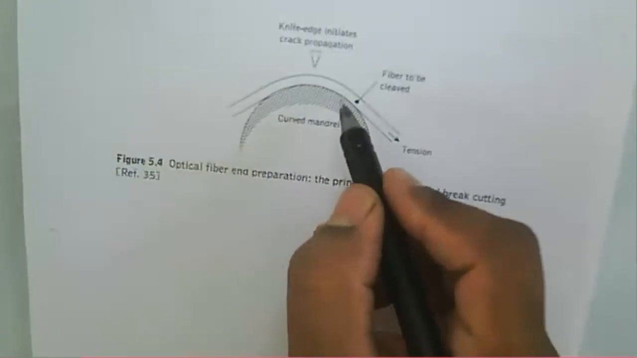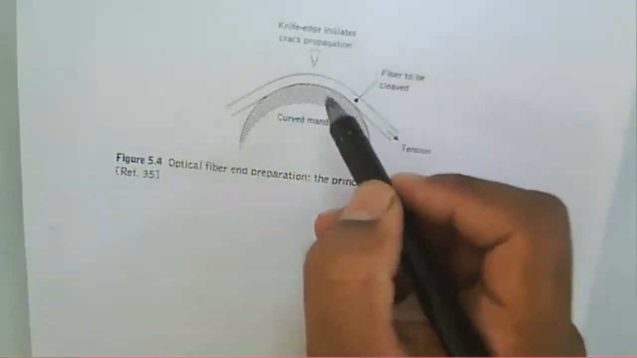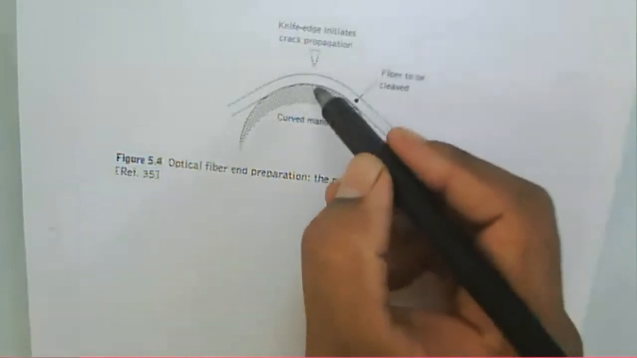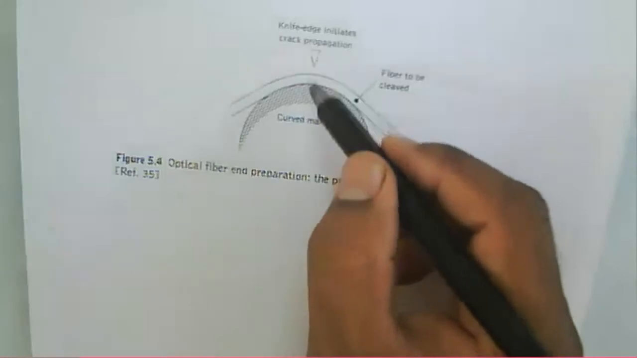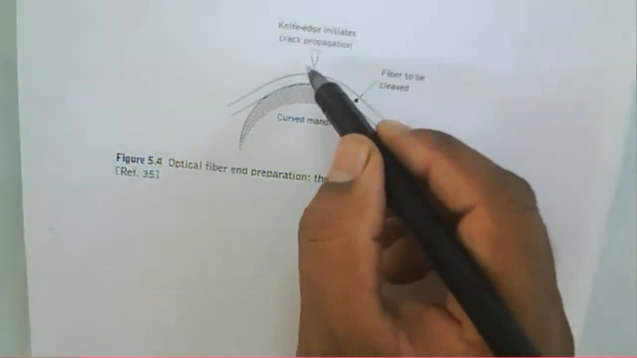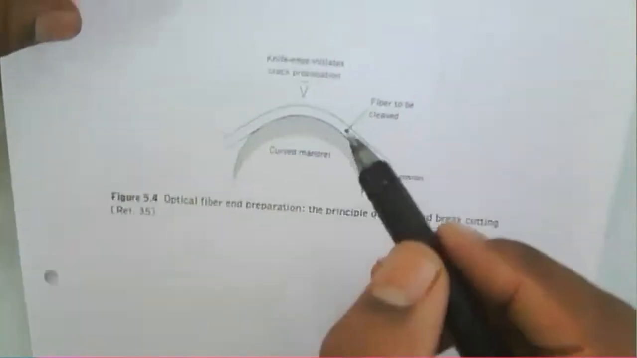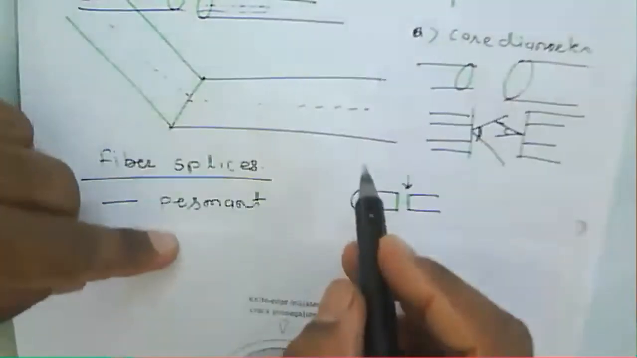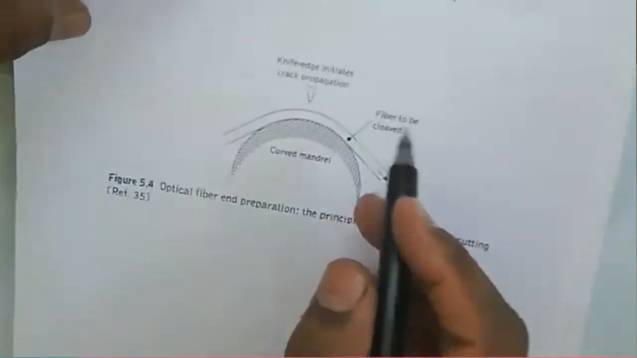using the knife-edge technique, initiating crack propagation on a curve model. We can cut the fiber, or we can break the fiber using the knife, so that the surface will be smooth there. That means the core will be fixed, no core angle will come, so that's why it will match here.